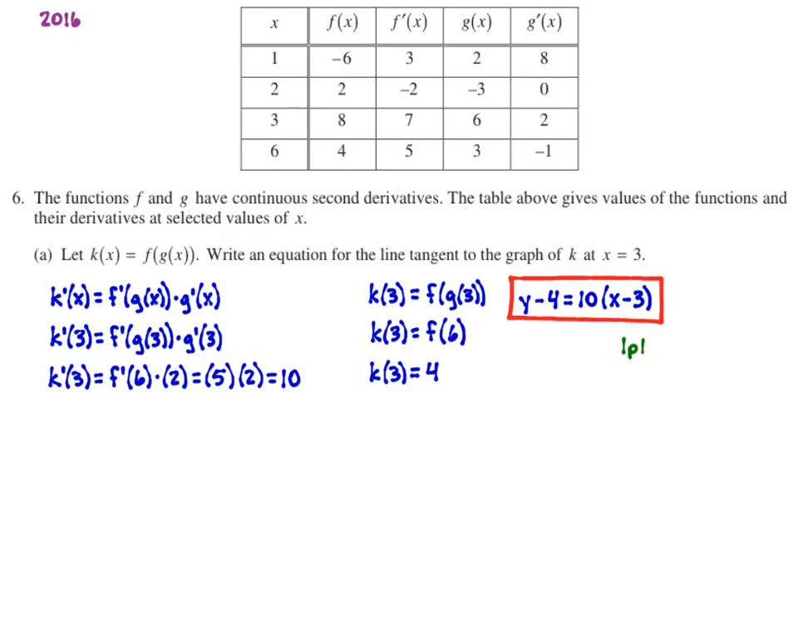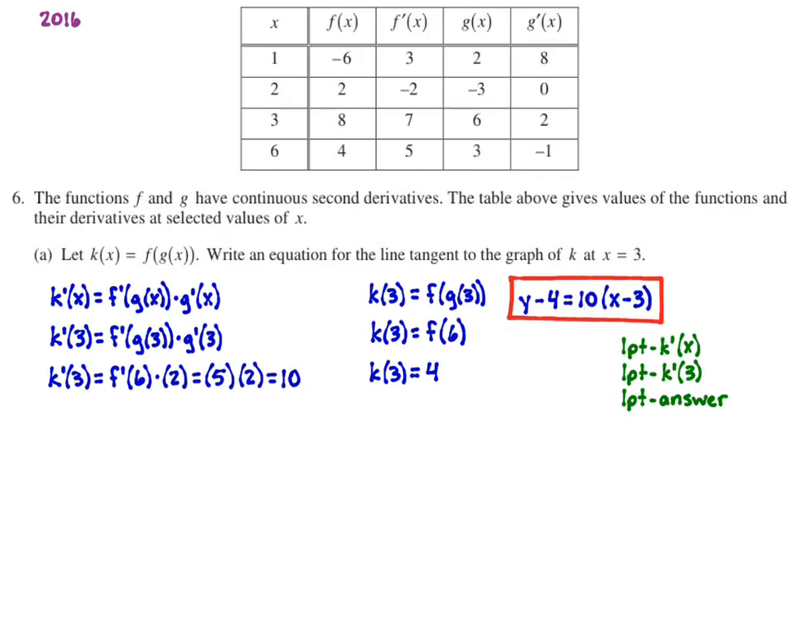Point values: you're going to get 1 point for figuring out what k prime of x is, so 1 point for this line here. You're going to get 1 point for figuring out the slope of the tangent line, essentially k prime of 3 getting 10. And then you're going to get 1 point for your final answer, your tangent line here.